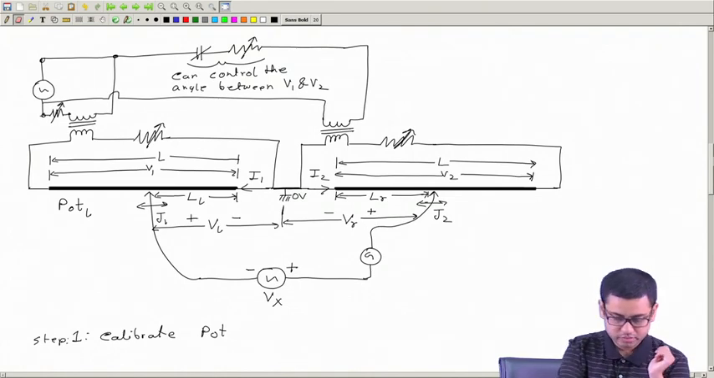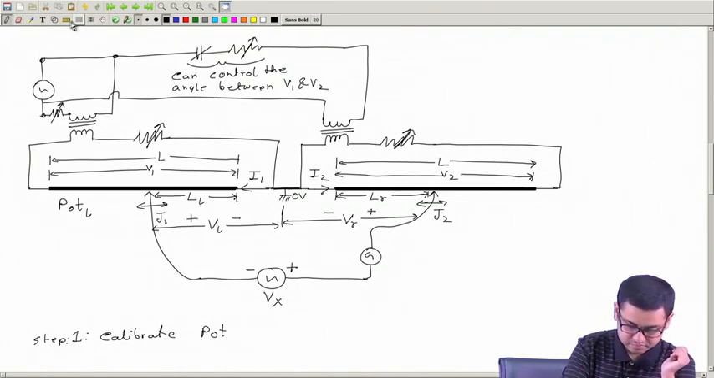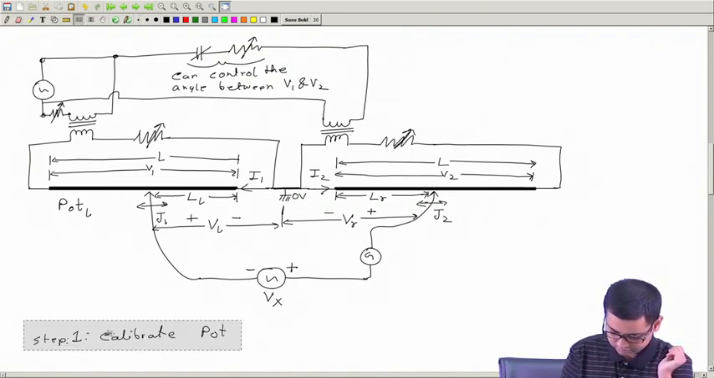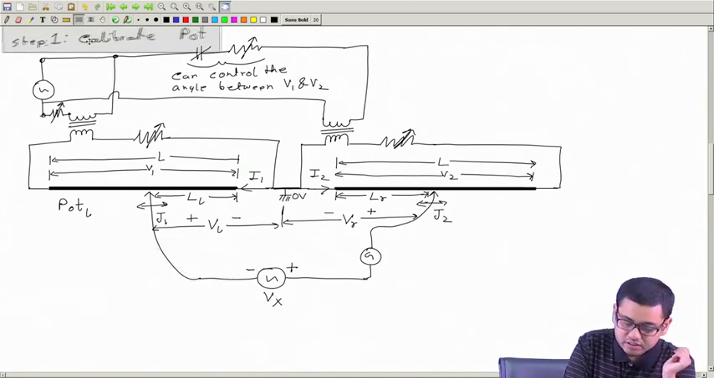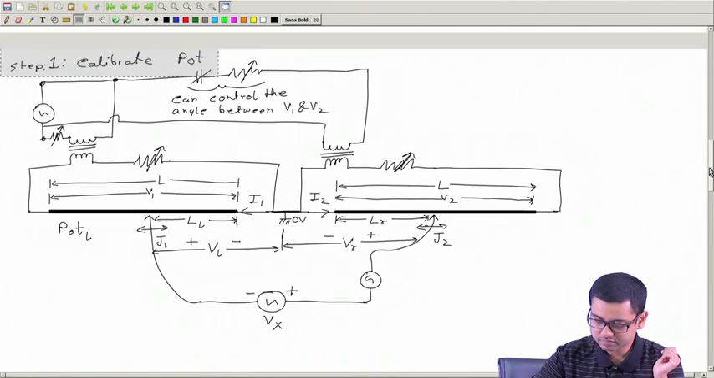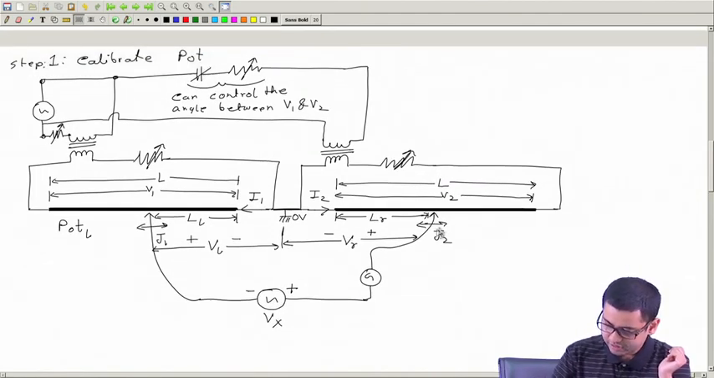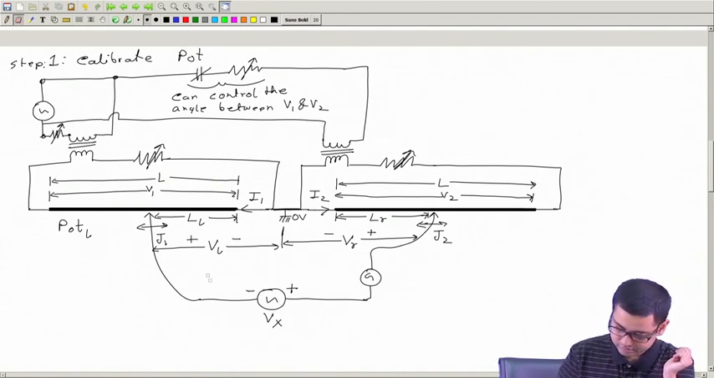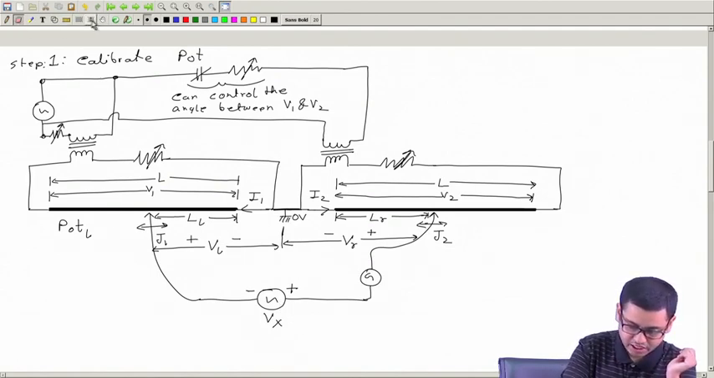Okay, so step one is calibration of potentiometer one. For that, we do not need this unknown source right now. So let me erase this unknown source.